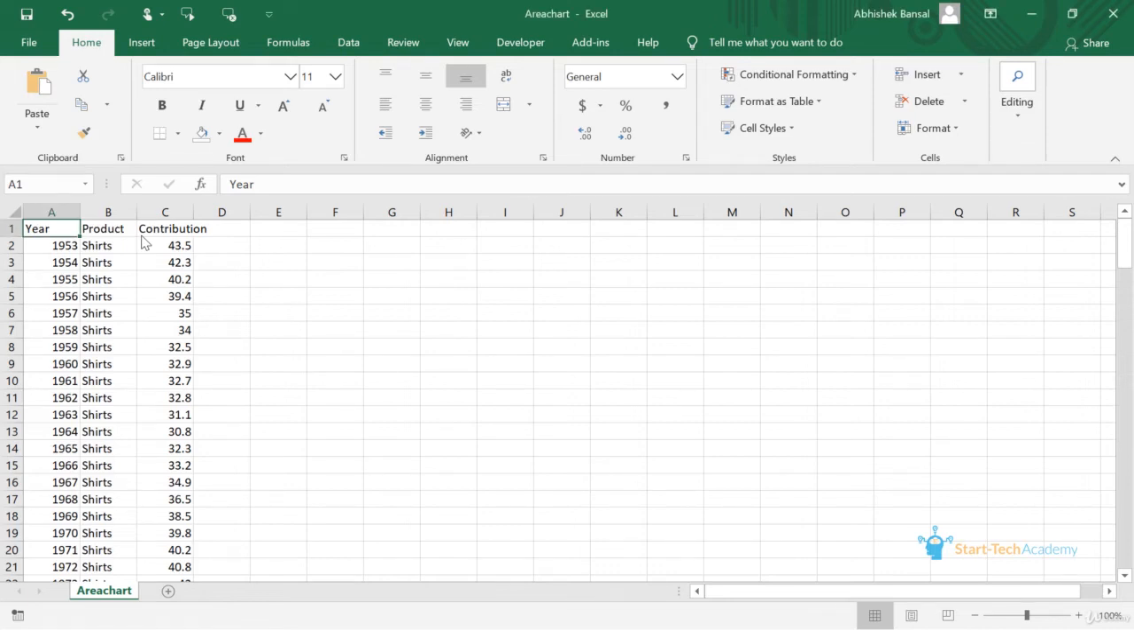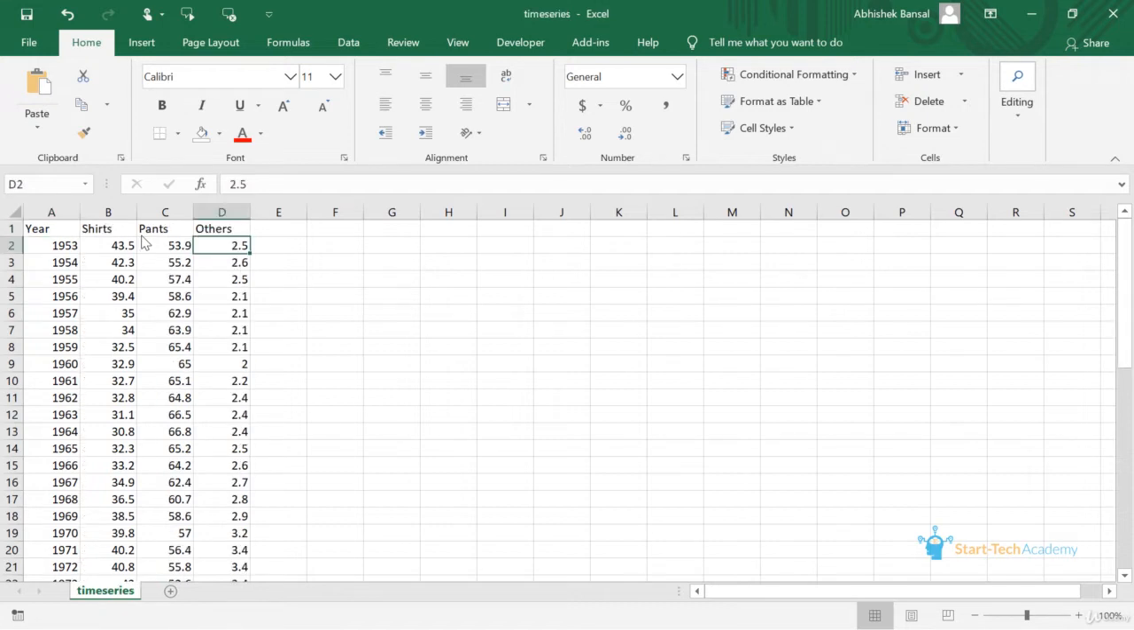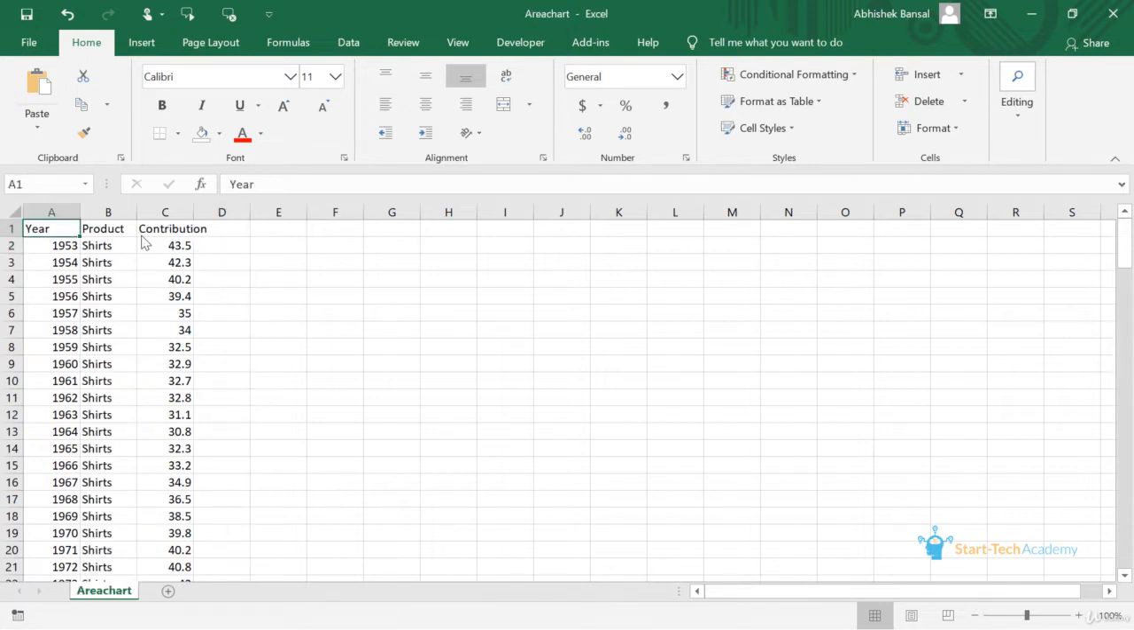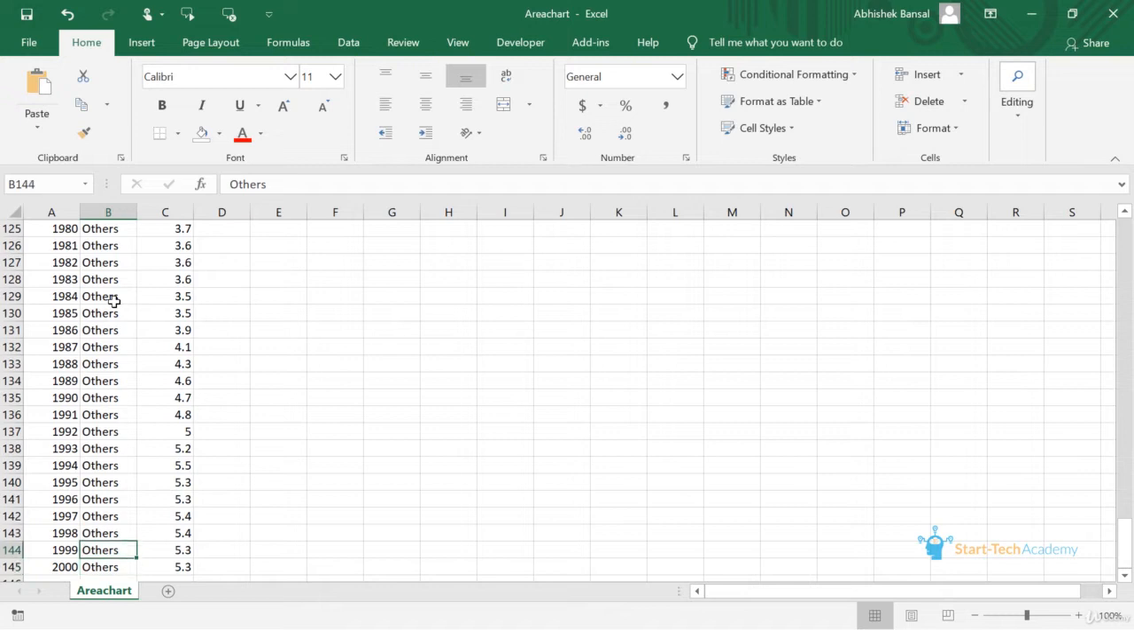This is the same data that we had for the time series plot. But if you look carefully, you will notice the difference. In the time series plot, each category had its own field. So the time series plot was something like this. Against each year, we had 3 categories and the contribution of each category. Here in our data, we have created one single product column which contains all 3 products. So this product column has the 3 products: shirts, pants and others.